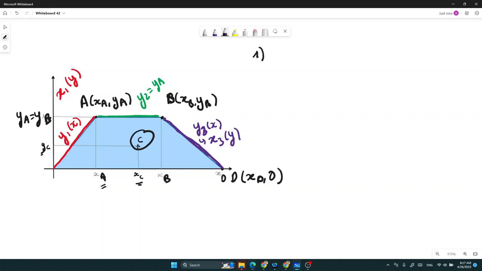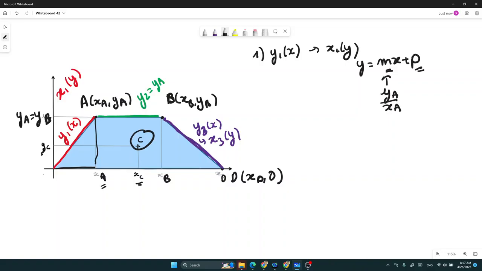So first step, number 1, you find y1 of x, and after that x1 of y. This way you don't have too much trouble. You will use y equal mx plus p. In this case, p is 0, and to find m, you use the difference between the y divided by the difference of the x. So that will be basically ya divided by xa. When you get that, you flip that over and you find x1 of y.